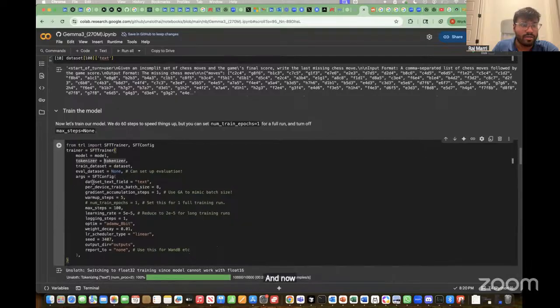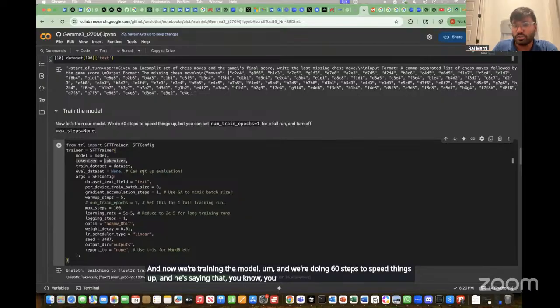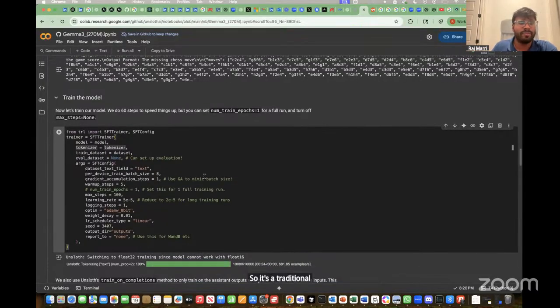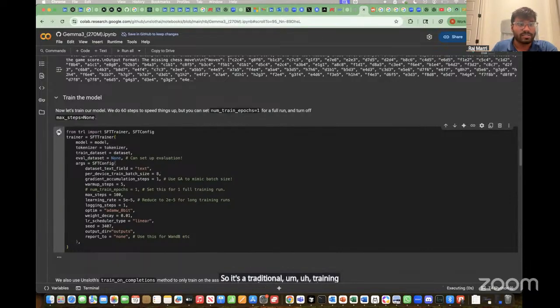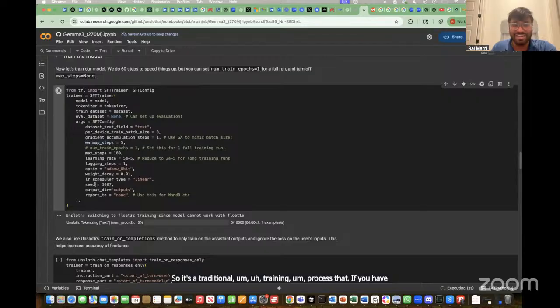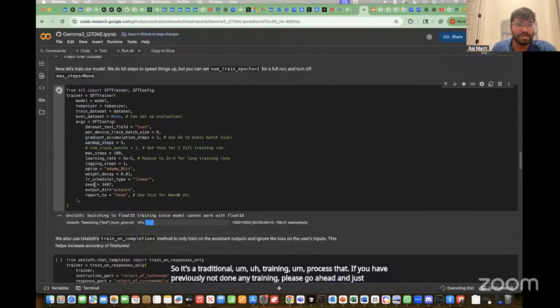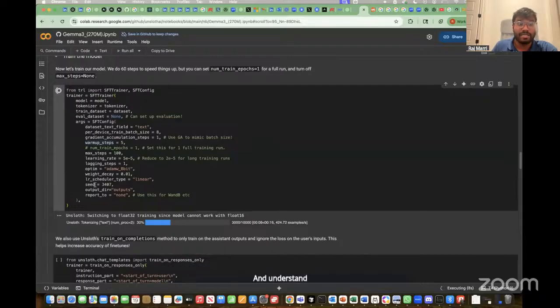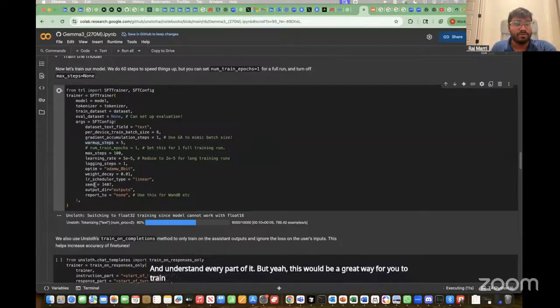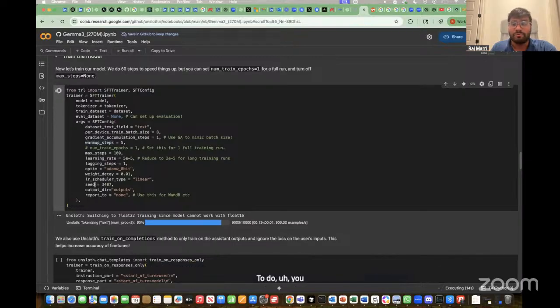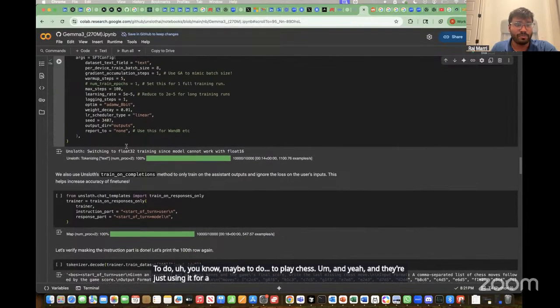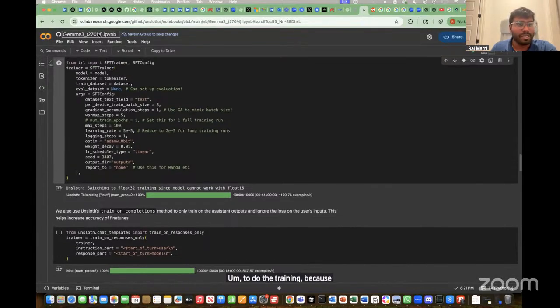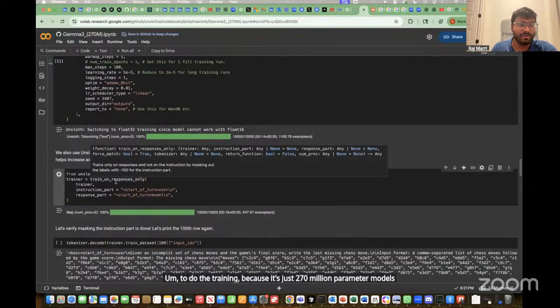And now we're training the model, and we're doing 60 steps to speed things up. He's saying that you can even set how many epochs you're going to run. So it's a traditional training process. If you have previously not done any training, please go ahead and start clicking these buttons and understand every part of it. This would be a great way for you to train a simple model, maybe to play chess. The reason I'm using this is that it takes much less time to train because it's just a 270 million parameter model. So it's a perfect example.